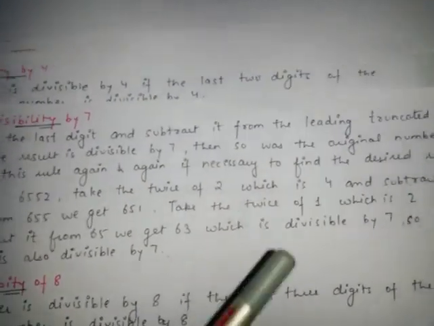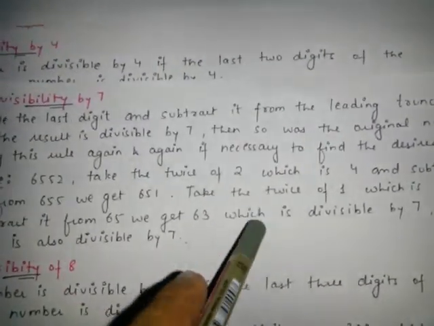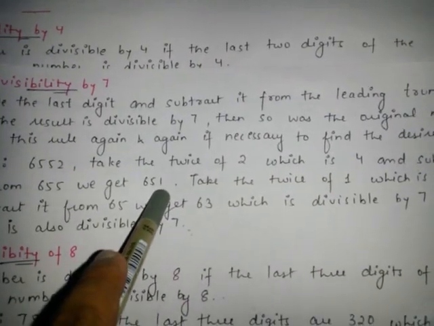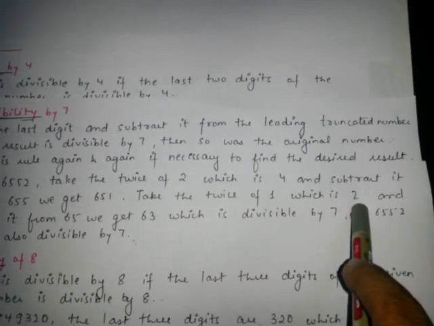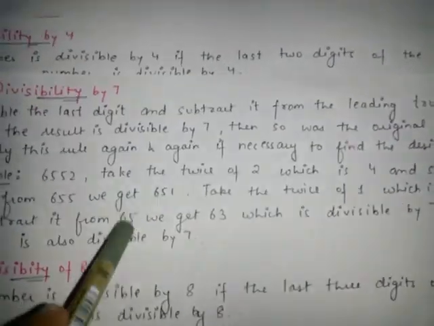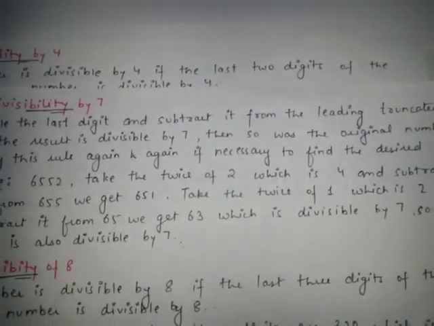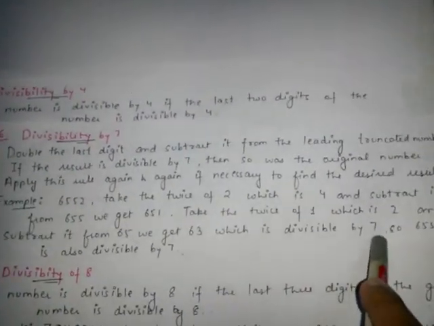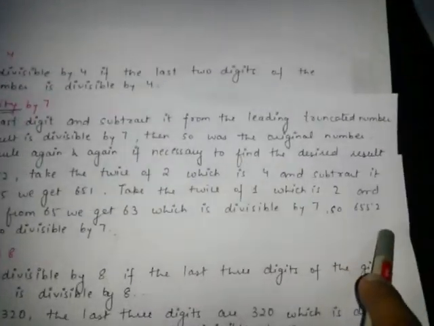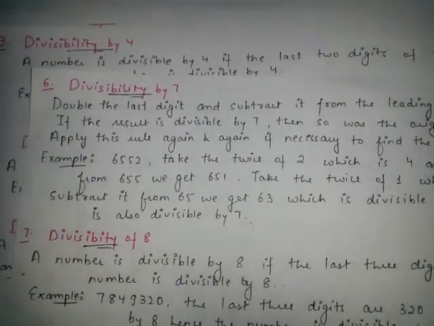We continue it. Let's take a further step. Twice the last digit, which is 1, gives 2, and subtracted from 65, which is the remaining truncated number, we get 63, which is divisible by 7. So 6552 is also divisible by 7.